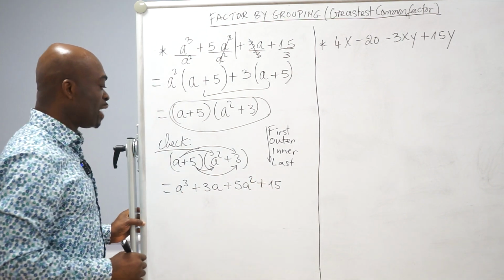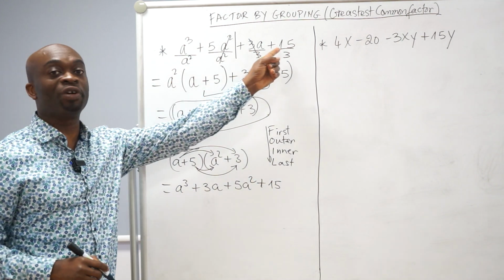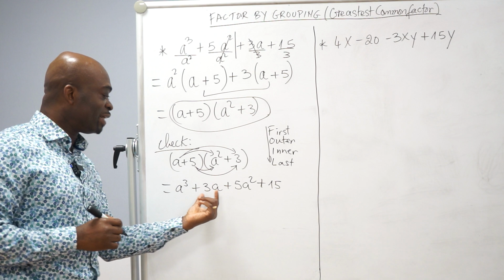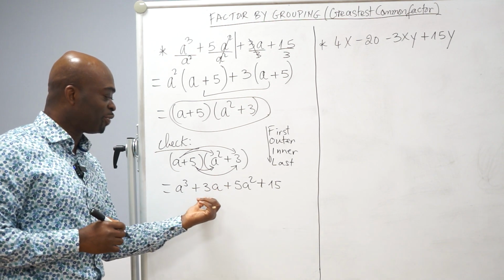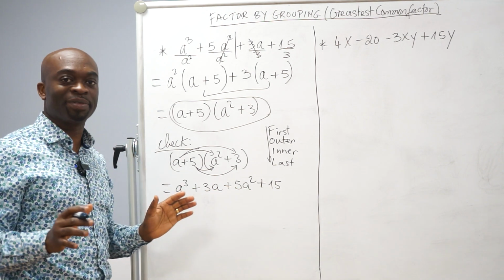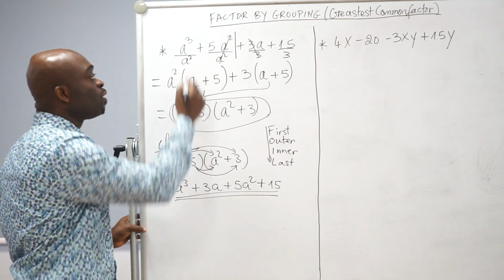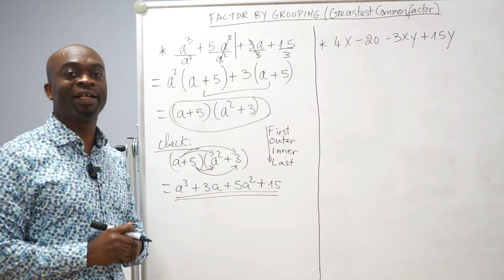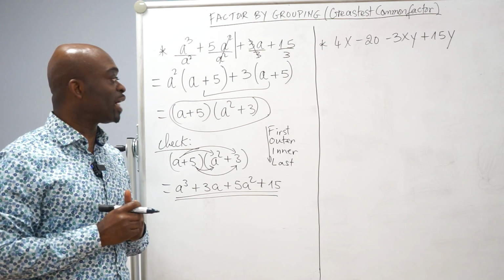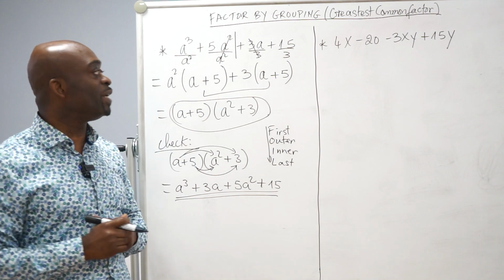All right? So as you guys can see, that's the same thing as what we have here. The only difference is that instead of 5a squared plus 3a, we have 3a plus 5a squared. It's just the same thing. So you can check it like that just to make sure that you are on the right track. Okay? So let's go to the second problem here.